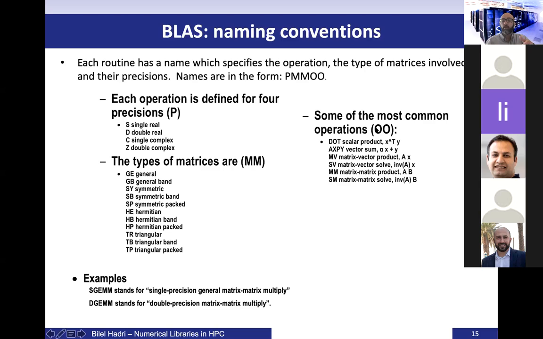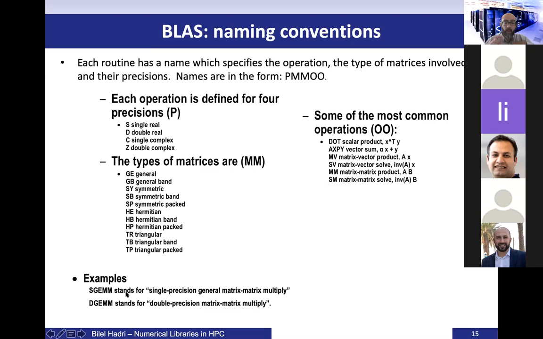And then the last letters are in terms of the common operation. The dot is for scalar product, MV for matrix vector, SV is for matrix vector solve, MM is for matrix product, and SM is for matrix solve, to try to do the inverse. So if I'm looking for a general double precision or single precision matrix multiply, the name of the routine that I'm looking for is SGEMM.